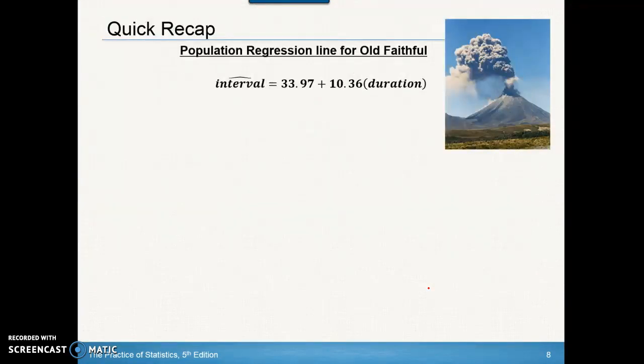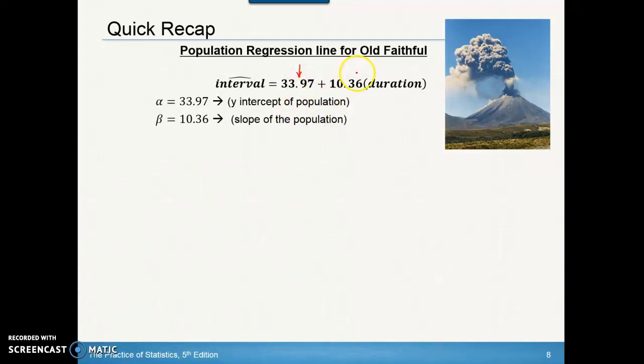All right, let's take a look at this example. The population regression line for Old Faithful is given below. Notice how I have the hat on top of interval. The A value right here, the 33.97, that is actually the y-intercept for the population because this is the population regression line. The B is the slope for the population. Remember our standard deviation of our residuals? Sigma represents the standard deviation of the residuals, which here is 6.131. Now remember what that means.